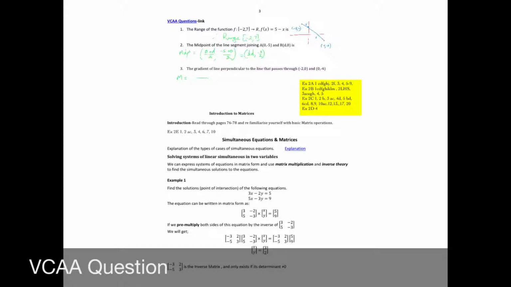Gradient of a line perpendicular to the line. So first things first, we need to find the gradient of this line that we're talking about. So y2, negative 4 minus 0 over 0 minus minus 2. So negative 4 over positive 2, which is negative 2. A line perpendicular to that is negative 1 over negative 2, which makes it positive a half. So that's the gradient.